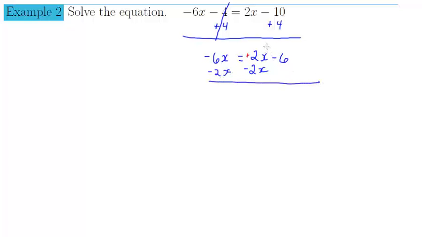Which is going to leave me here with no x's. So on the right, I have negative 6. And then on the left, I have negative 6x minus 2x, which is negative 8x.